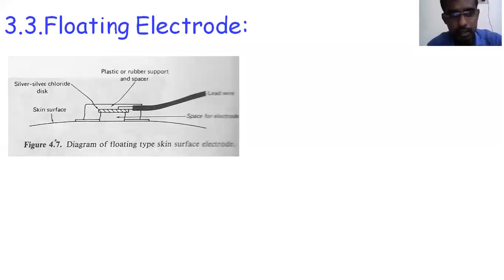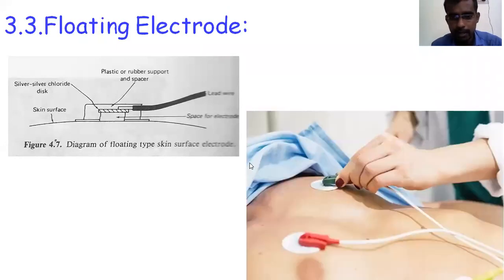Whereas in floating electrodes, the metal plate, the contact one, is not going to attach to the body. In between, there is something called an electrolyte. So we call it floating. Silver chloride is there, so that metal will pick up the signal. For example, I'll show you the real one. This is how it will look.